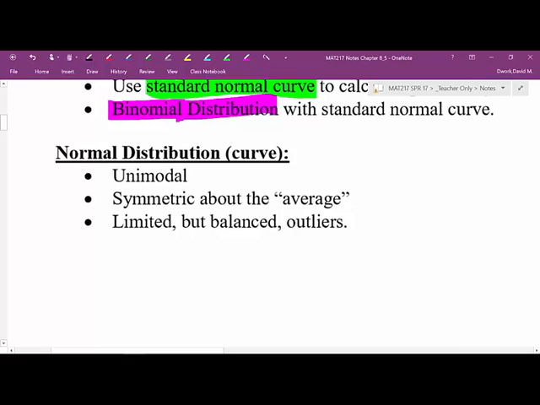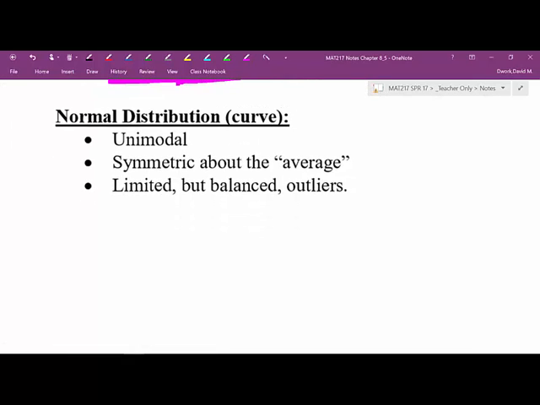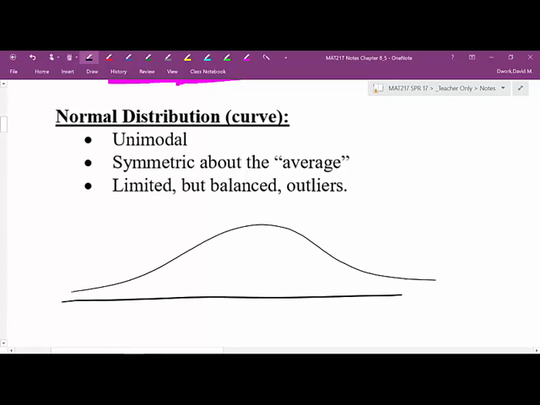Nonetheless, let's start off with what is a normal distribution or a normal curve? Well, it has certain properties. The basic understanding that we're going to need for this class is it is unimodal, meaning there is one mode, there is one mean, there's one average, however you want to refer to it. And so therefore, because of that, it happens to be right there. And it is symmetric about that average. So meaning if you were to draw a line down the middle and you were holding a mirror up, it would look the same on both sides.